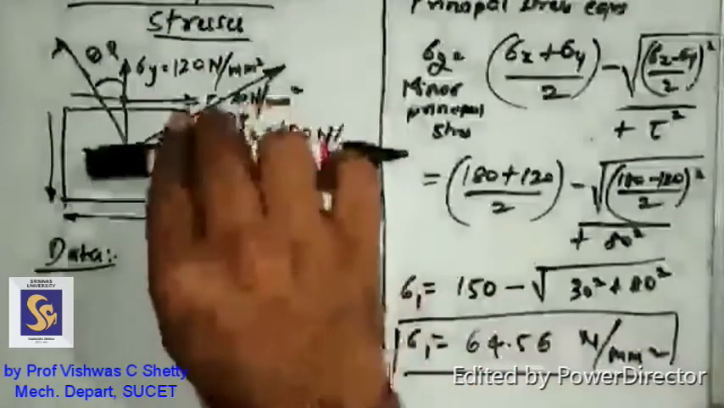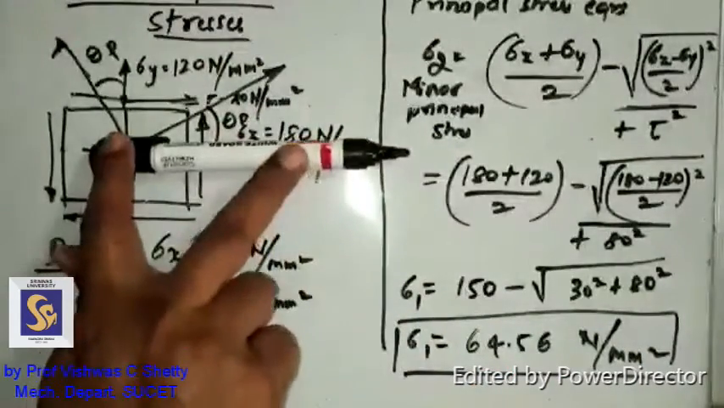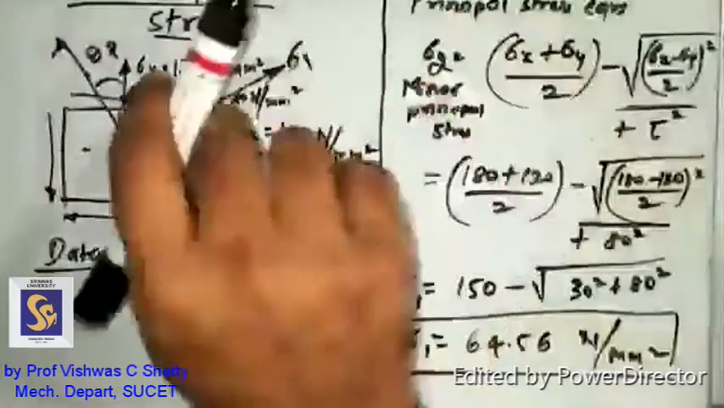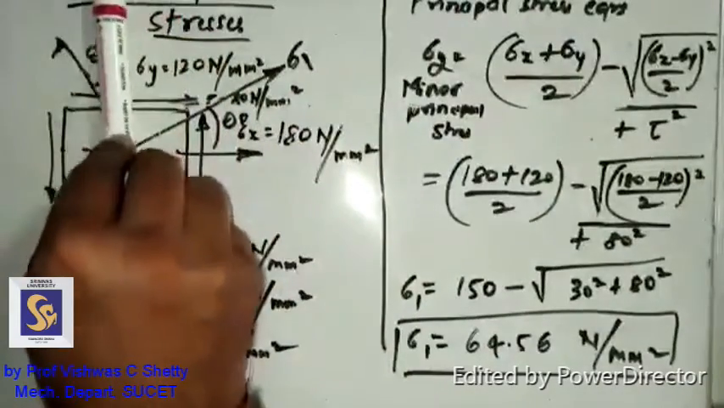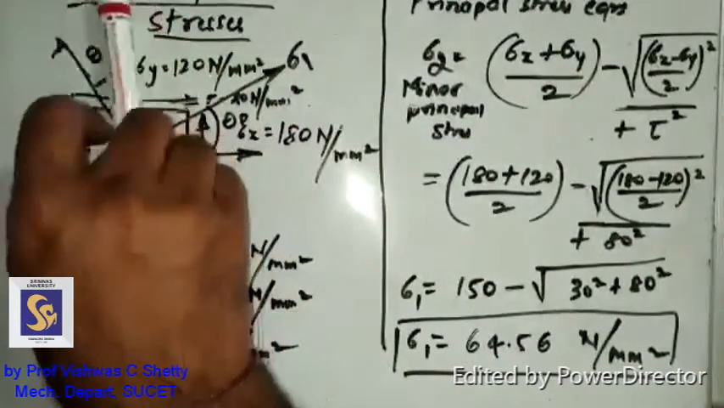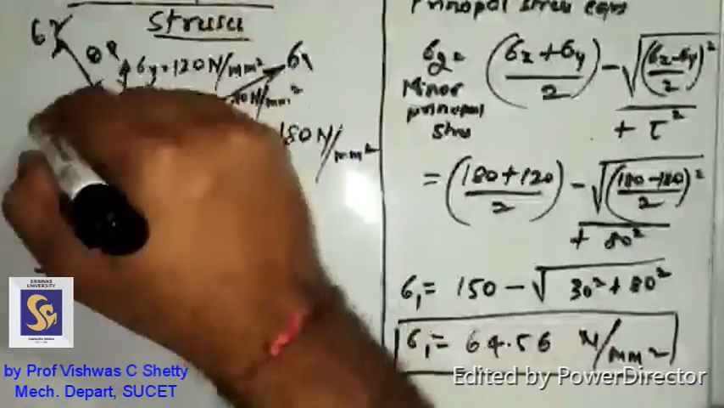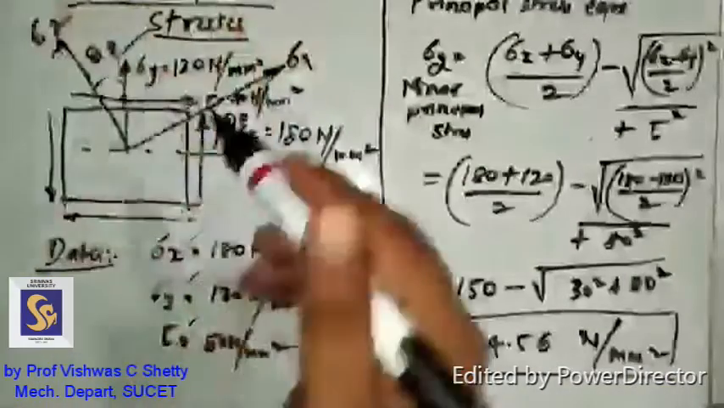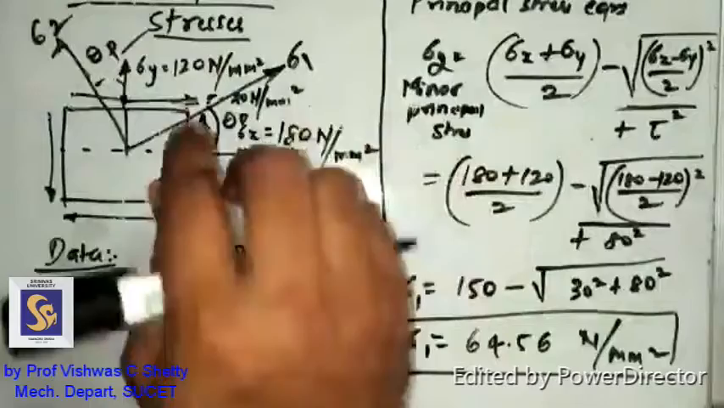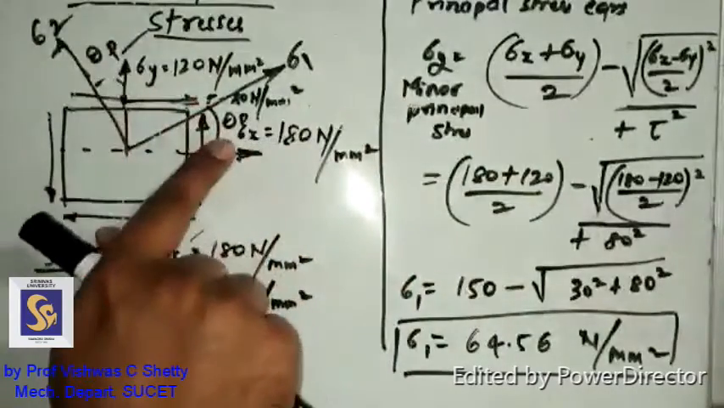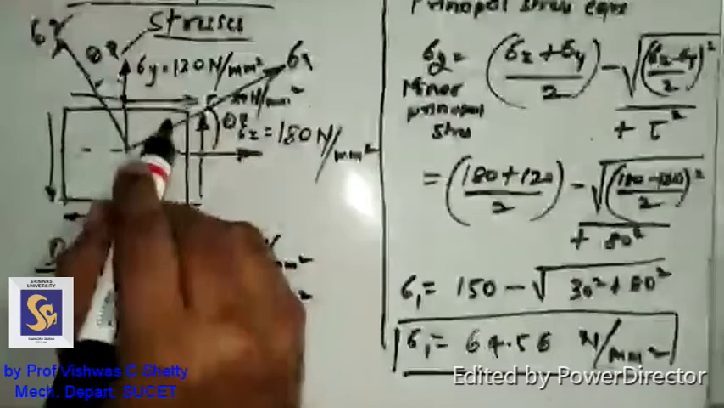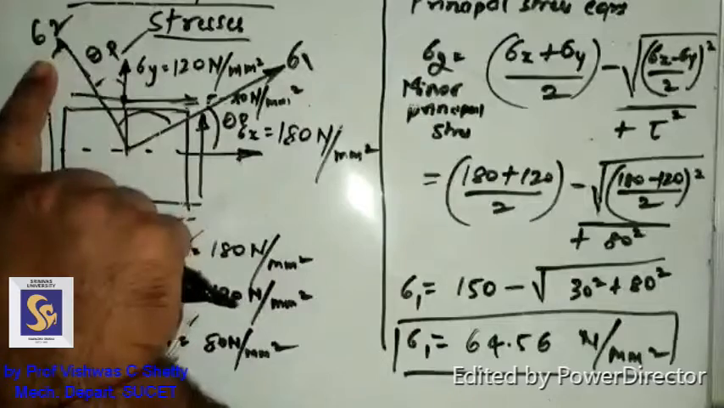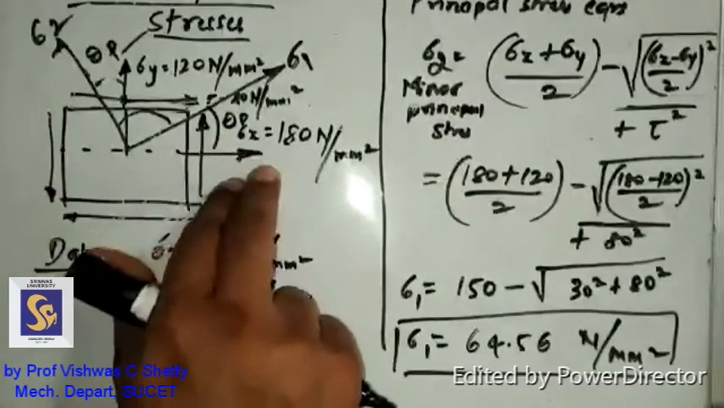Sigma 1 is here, corresponding to sigma x, and sigma 2 is here, corresponding to the minor principal axis. So the plane will be rotated by some angle. To calculate the angle between these two, you calculate theta p, then you add 90 degrees to it. You will get the angle of sigma 2 with respect to sigma x.